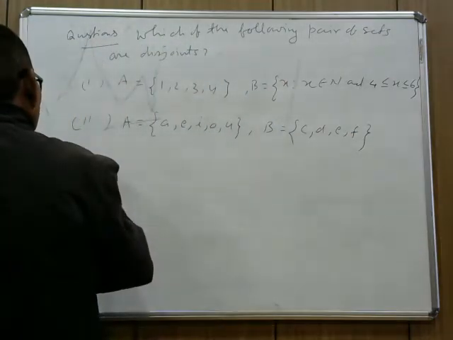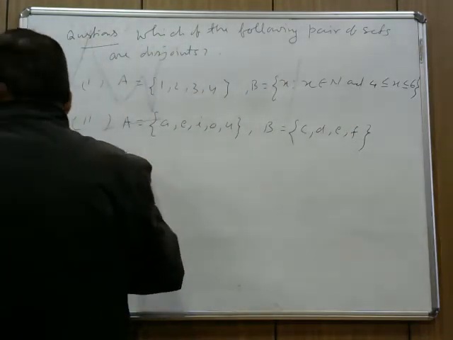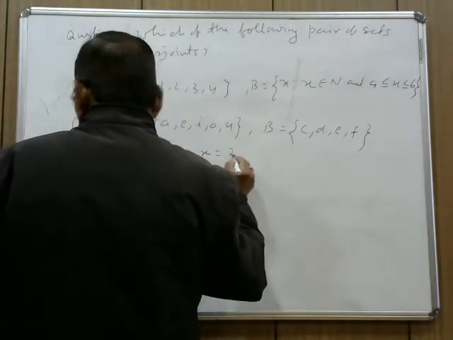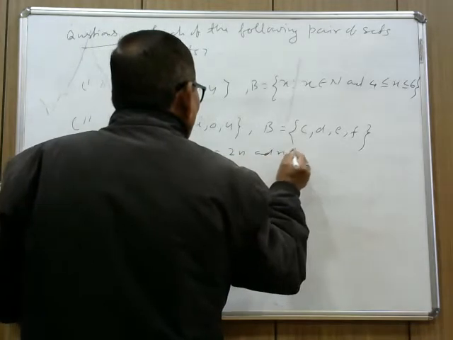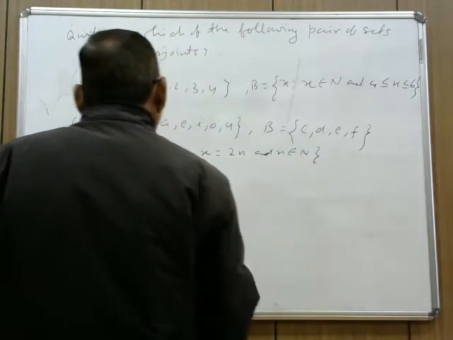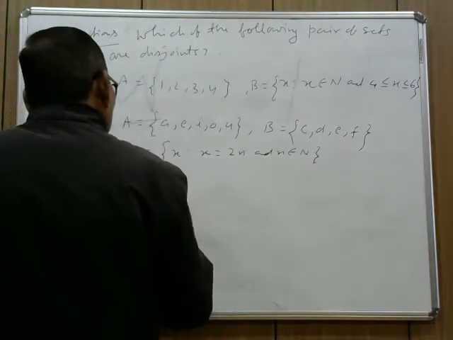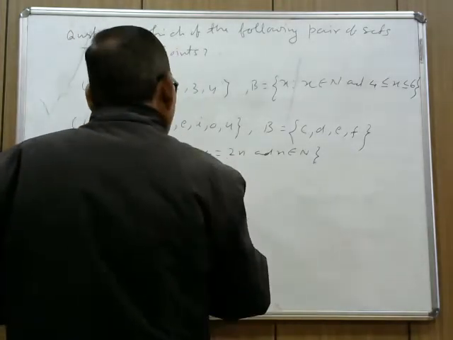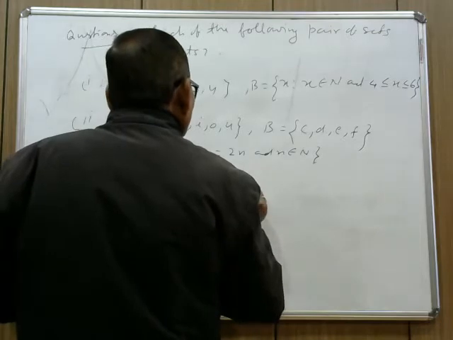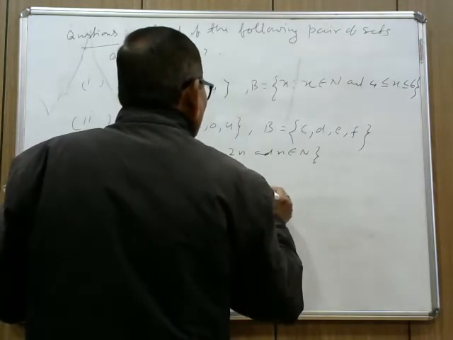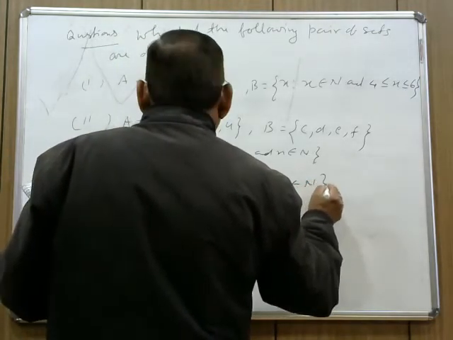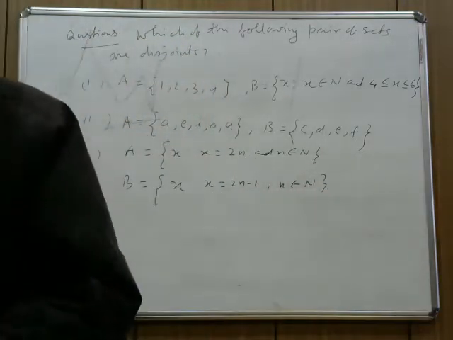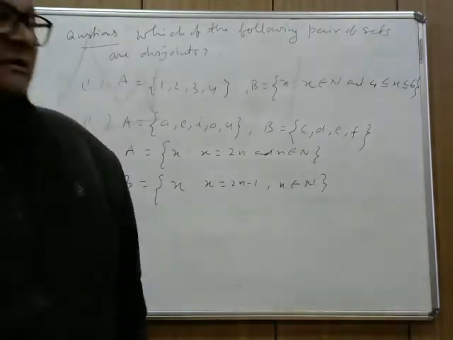Third question, A is defined as all x such that x is equal to 2n and n belongs to N. B is defined as all x such that x is equal to 2n minus 1, n belongs to N. So, you have to identify which pair of sets are disjoint sets.